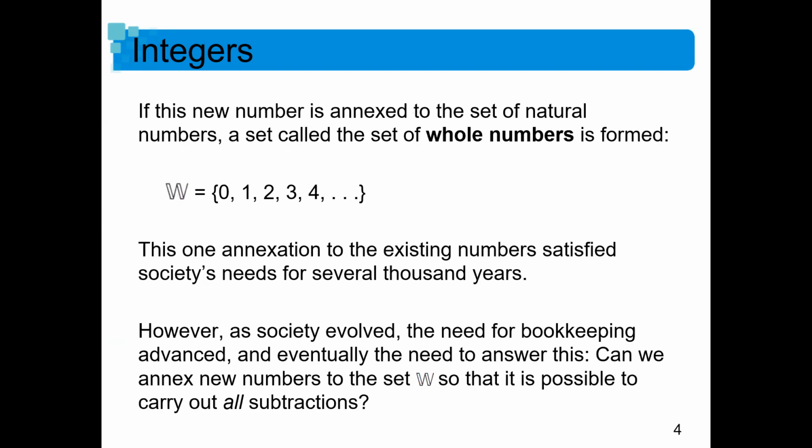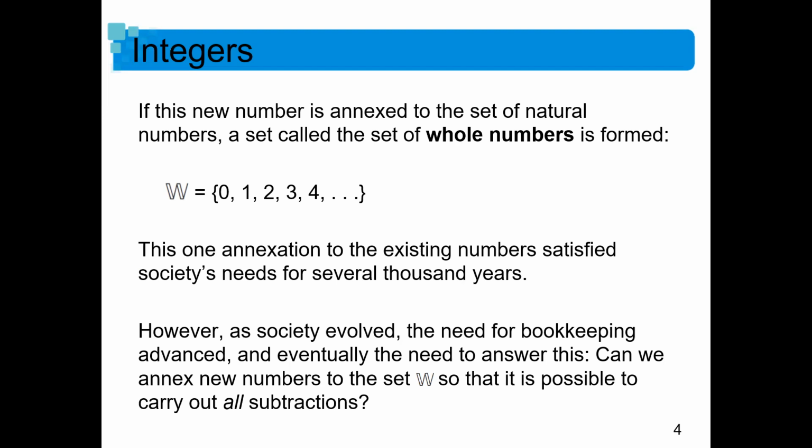So if this new number is annexed to the set of natural numbers, a set called the set of whole numbers is formed. So the symbol for the set of whole numbers is W, written fancily with two bars, if you can see it here. So whole numbers are natural numbers plus 0. This one annexation to the existing numbers satisfied society's needs for several thousand years.